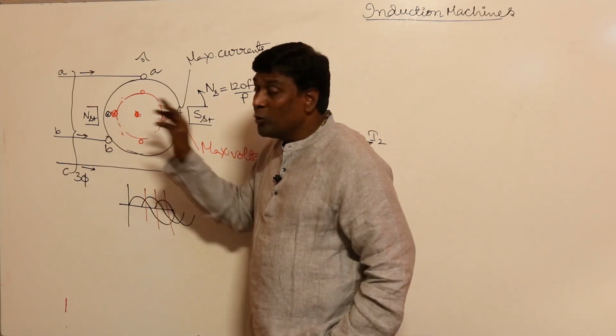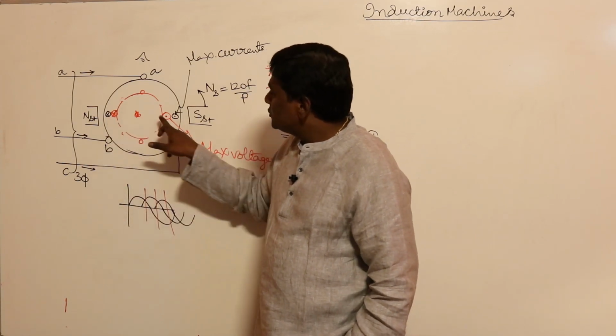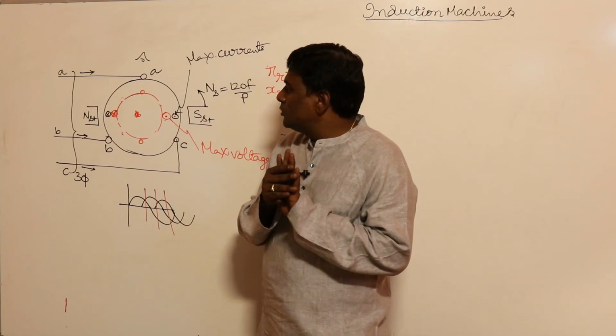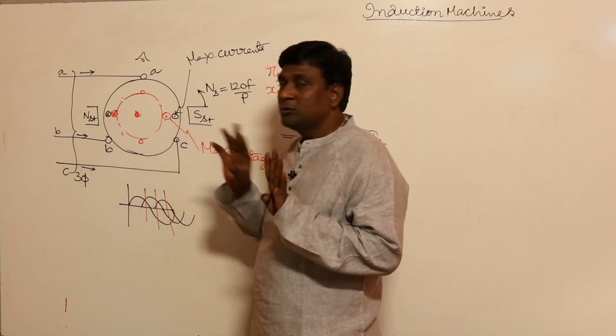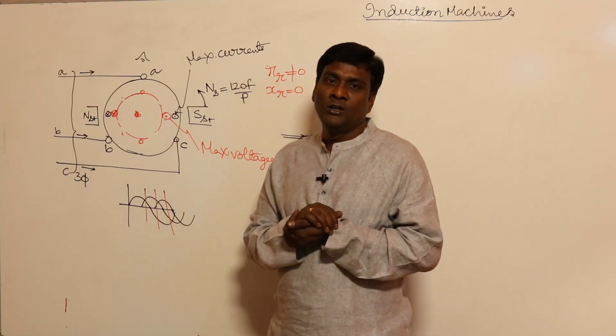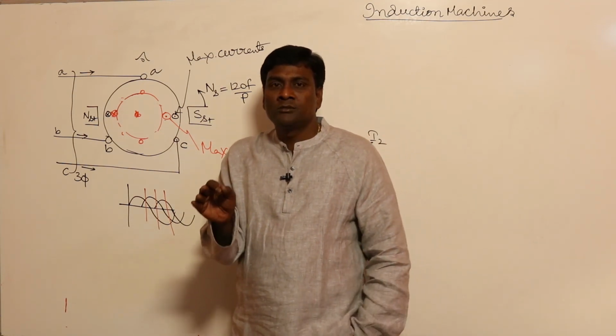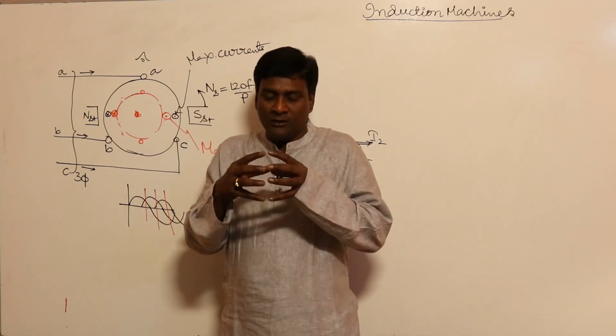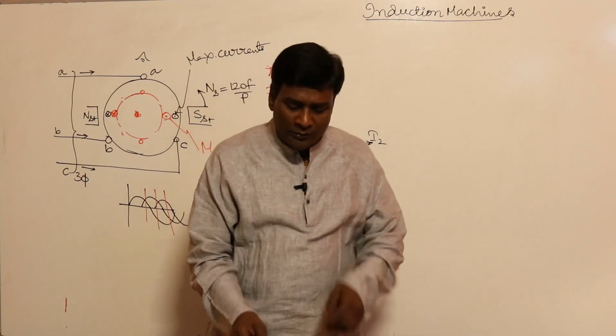Now see here, how many slots are there? 1, 2, 3, 4. 4 slots are there. How many poles are there? 2 poles. How many phases are there? 2 phases. So slots per pole is nothing but the number of phases in our squirrel cage rotor. About the phase wound rotor we will see later.